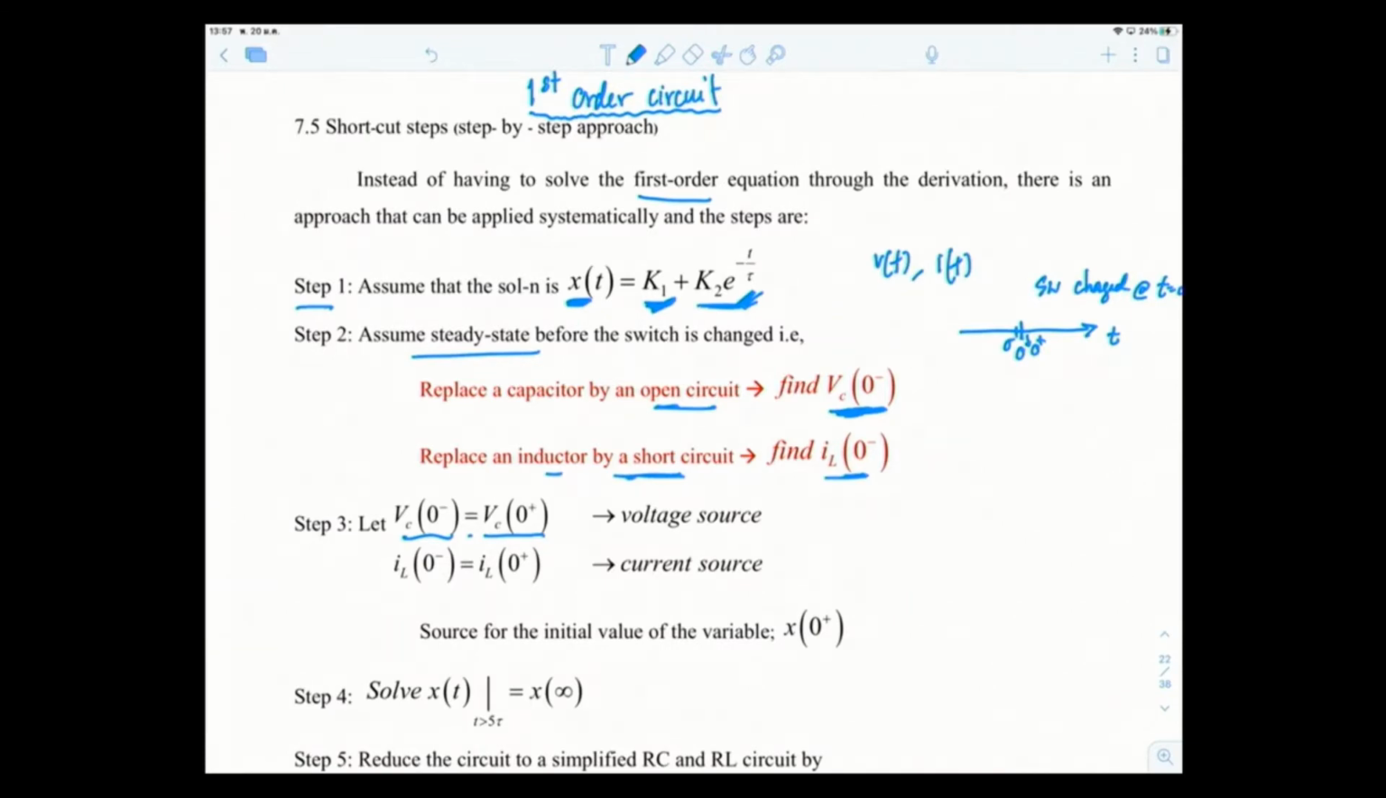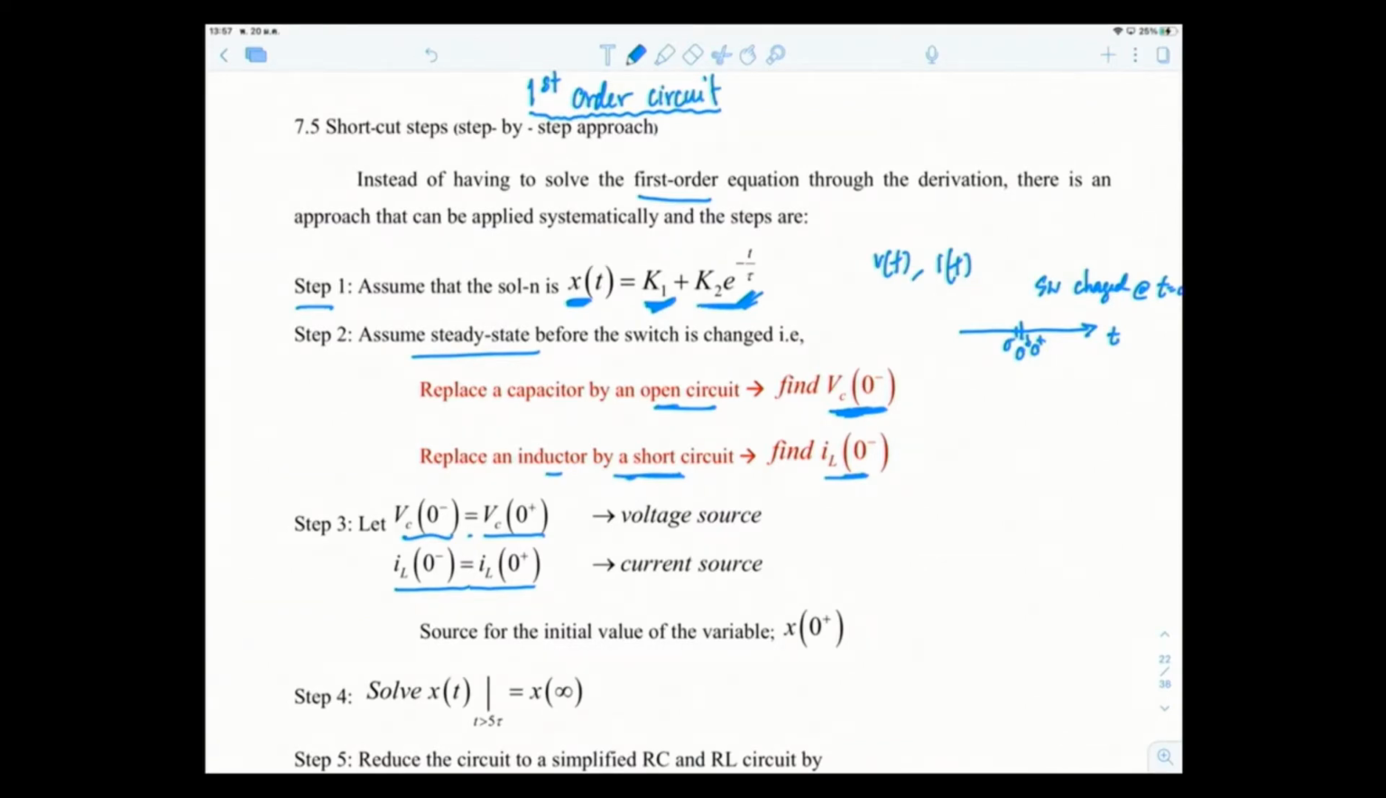In some books it will be represented as a voltage source. For the inductor, the current does not change instantaneously with a change in the conditions of the circuit. Therefore IL at 0 plus is equal to IL at 0 minus. Some books would draw it as a current source.